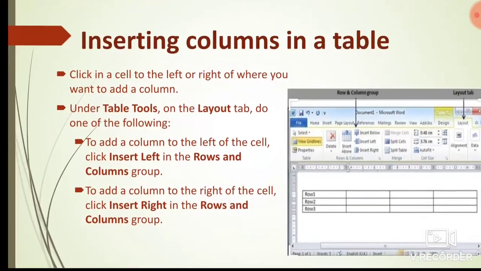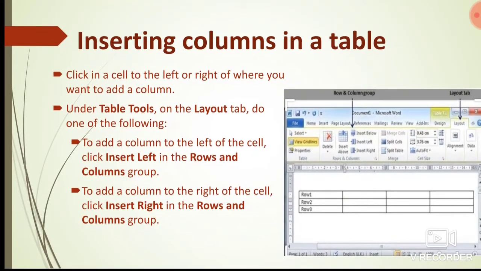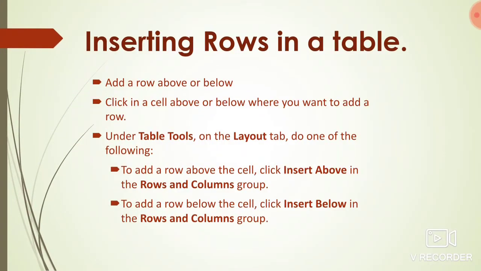So according to your requirement, select the insert above or insert below option to add a row above or below this cell. Again I am telling you, first you have to select the cell, then under the table tools option on the layout tab, do one of the following. To add a row above the cell, click insert above in the row and column group, and to add a row below the cell, click insert below in the row and column group. Then that particular row will be inserted according to your requirement.